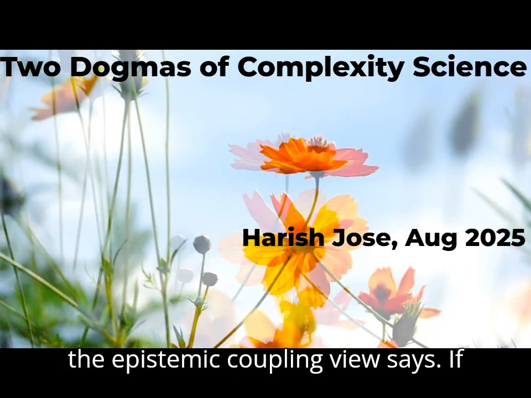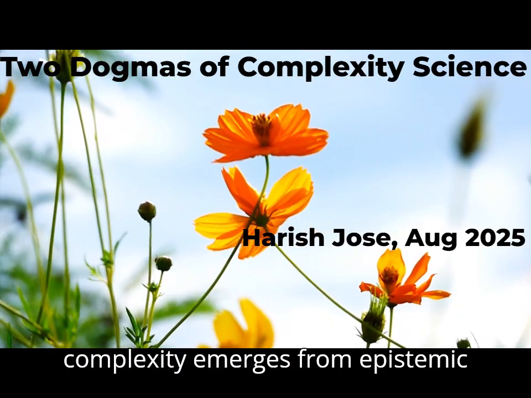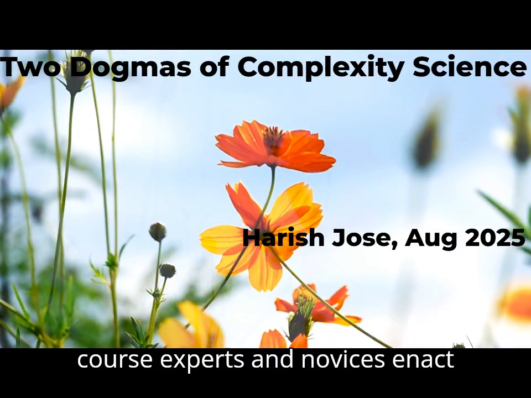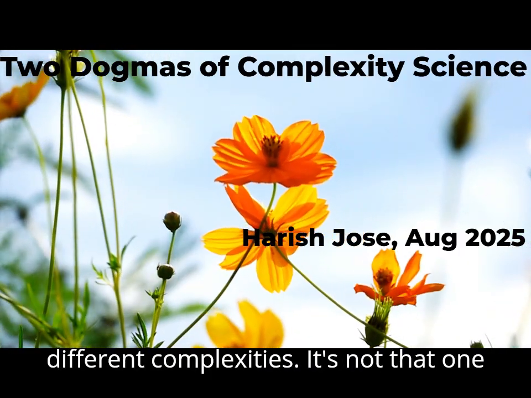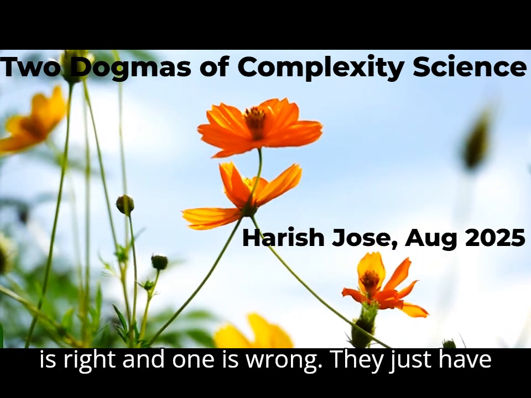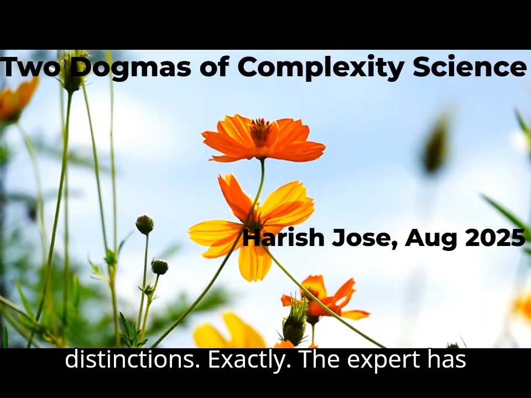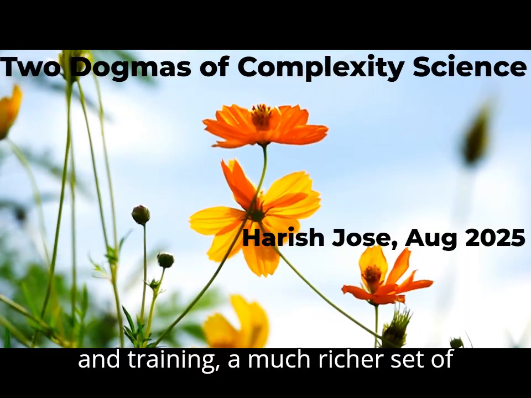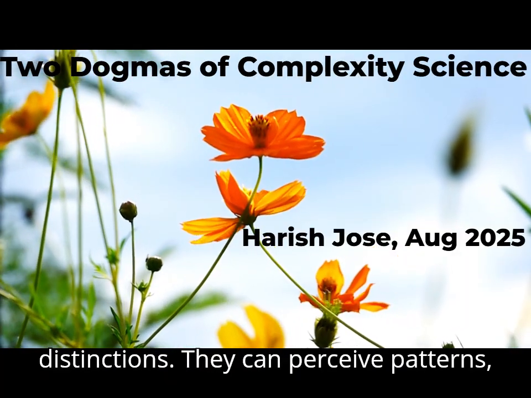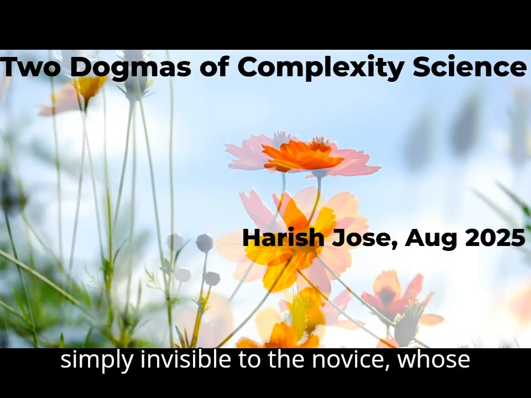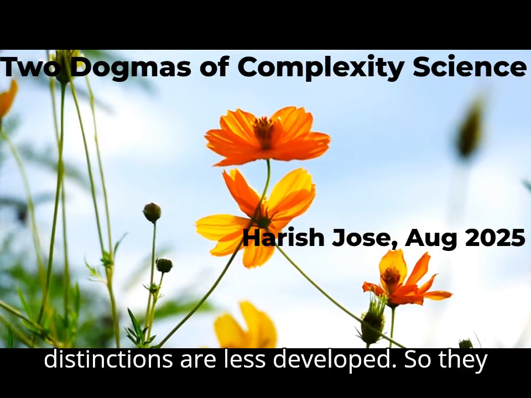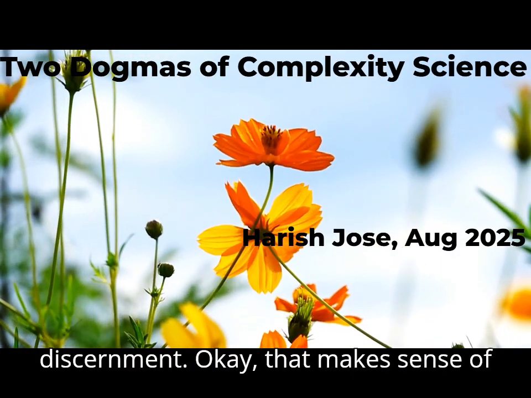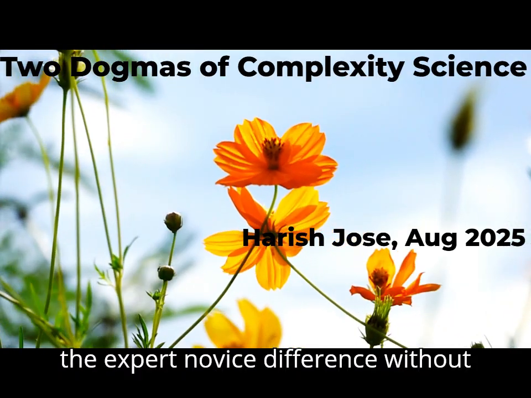But the epistemic coupling view says, if complexity emerges from epistemic coupling, from the interactive process of knowing and distinguishing, then of course experts and novices enact different complexities. It's not that one is right and one is wrong. They just have different capacities for making distinctions. Exactly. The expert has cultivated, through years of experience and training, a much richer set of distinctions. They can perceive patterns, relationships, and nuances that are simply invisible to the novice, whose distinctions are less developed. So they literally bring forth different realities, different complexities, through their different capacities for discernment. Okay, that makes sense of the expert-novice difference without saying one is wrong.